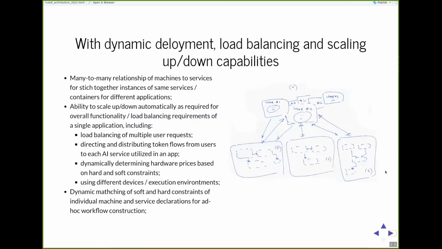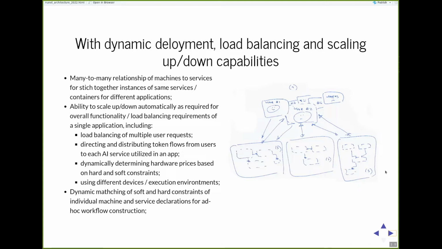Which means that we want to have dynamic deployment, load balancing, and scaling up and down of those workflows based on the actual backend calls. This picture is supposed to show that we can have the same subnetwork scaled up and scaled down depending on the needs.